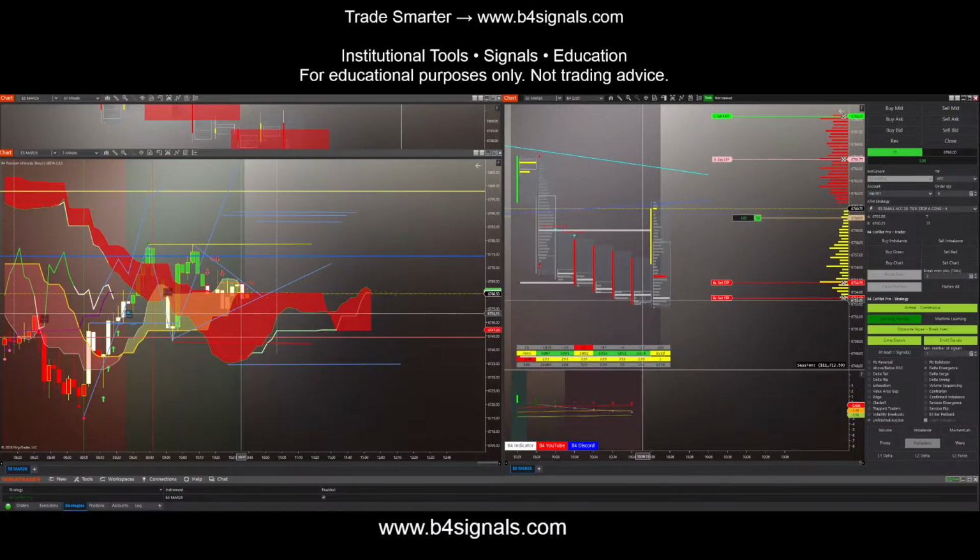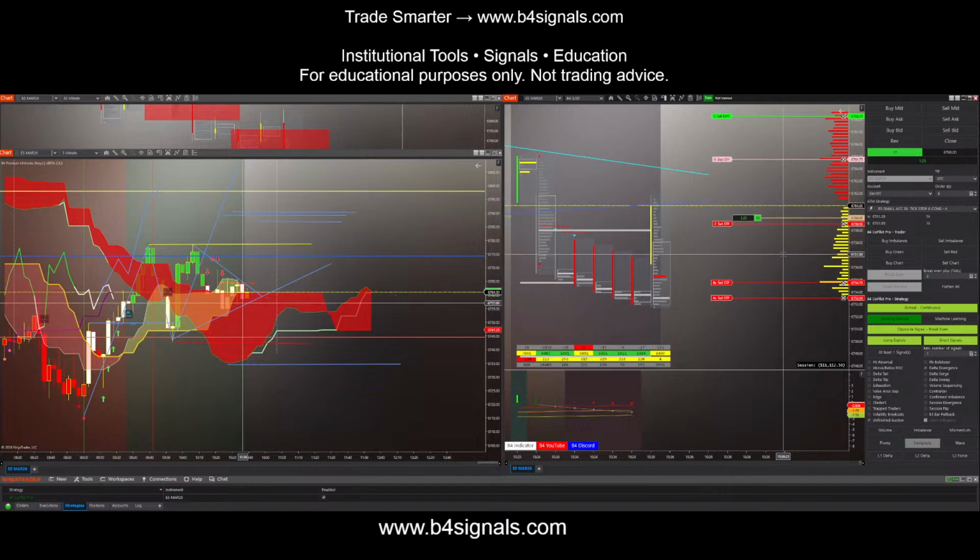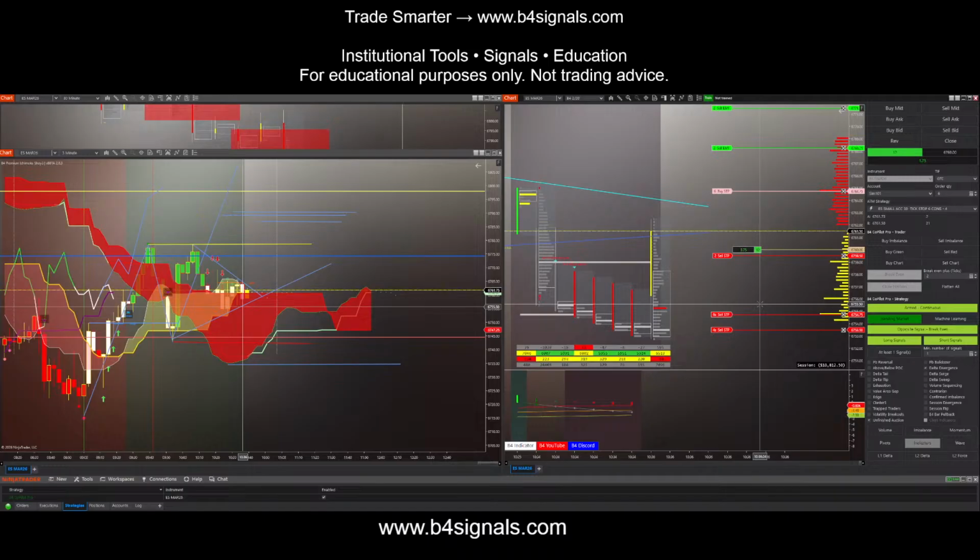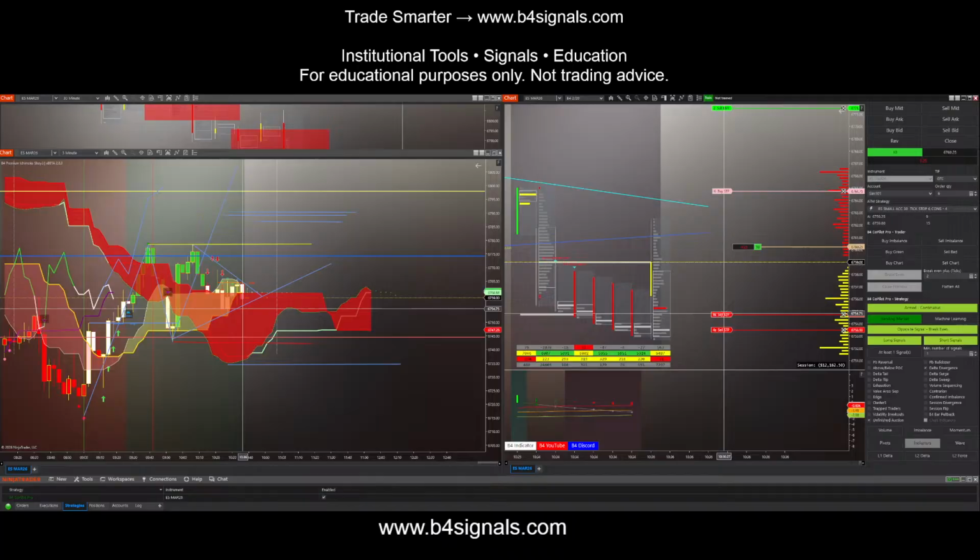Built a pretty strong base right there. Stop filled.